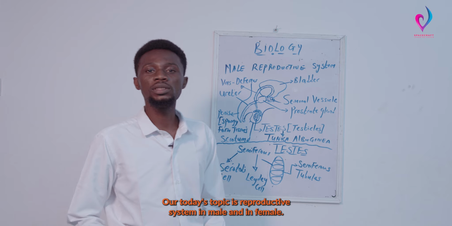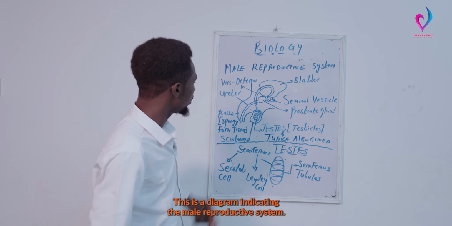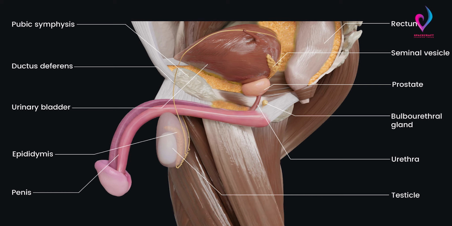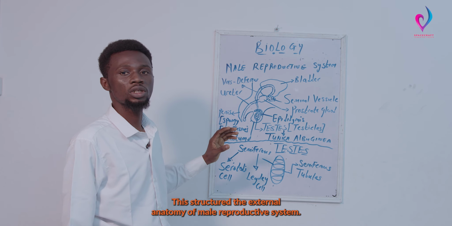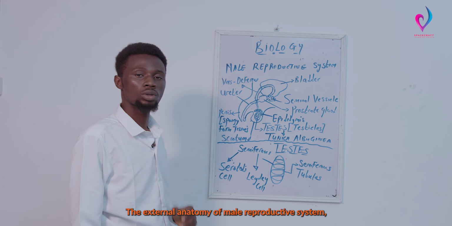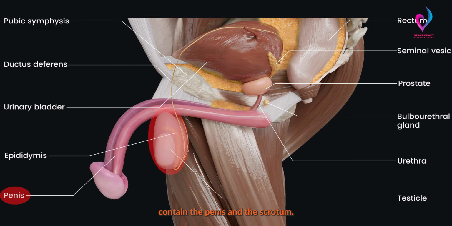Our topic today is the reproductive system in male and female. This is a diagram indicating the male reproductive system. This is the structure, the external anatomy of the male reproductive system. The external anatomy of the male reproductive system contains the penis and the scrotum.